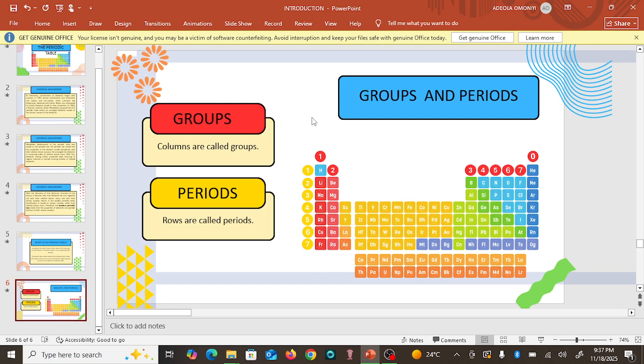A typical periodic table has what we call rows and columns: the vertical columns and the horizontal rows. So the vertical column from top to bottom is called a group, while the horizontal rows are called periods.